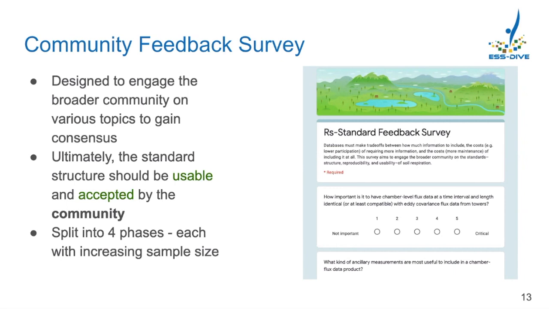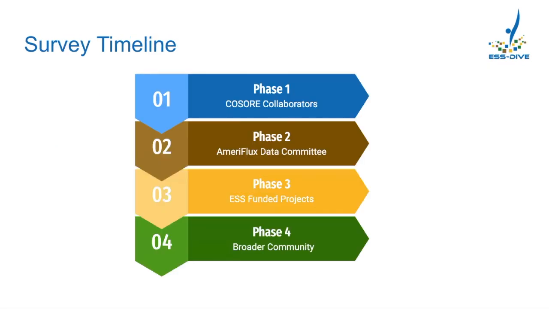We've done this by splitting them into 4 different phases, each with increasing sample size. And the photo to the right is a screenshot of phase 1 of the survey. We began with a sample size of about 30 COSOR collaborators, which were all people who contributed data to the repository, so they were data creators. We wanted to gauge not only feedback about specific variables that are required, but also the structure of the database as well as the survey.